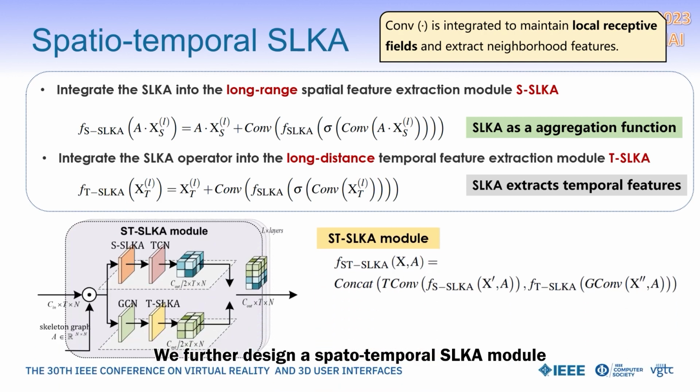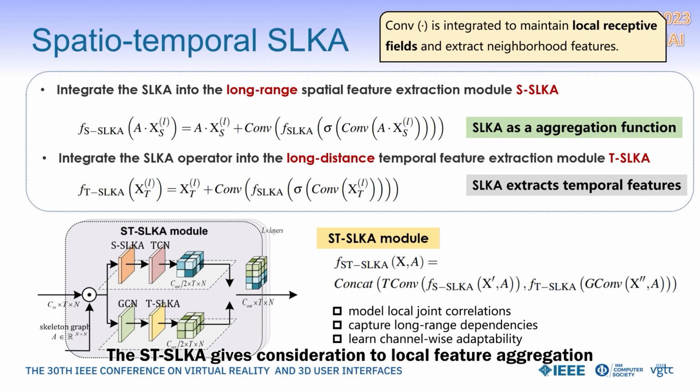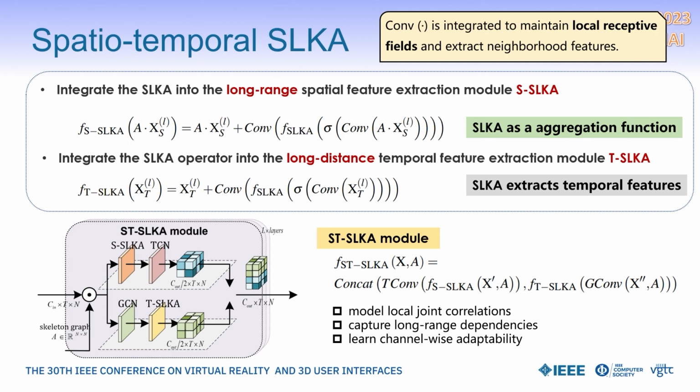We further design a spatial-temporal SLKA module, which consists of a branch with half channels ordered by the SSLKA module and the TCN layers, and another branch with half channels ordered by the GCN layers and the TSLKA module, which are concatenated in the channel dimension. The ST-SLKA gives consideration to local feature aggregation and long-range feature modeling, and also improves the channel adaptability of the network.